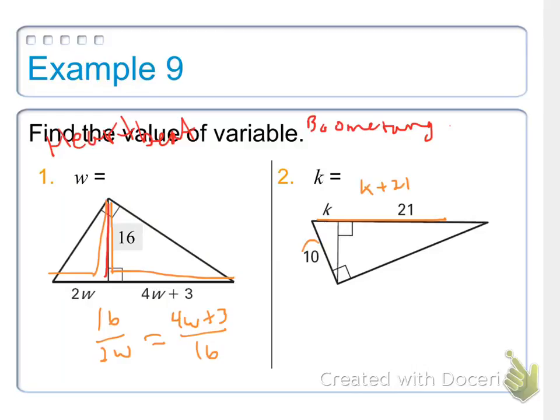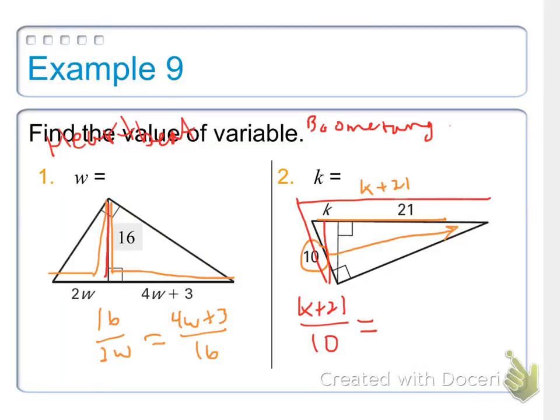Well, when I start boomerang, I should start on the opposite side so I can get boomerang done. So that's what I'm going to do. I'm going to do that one in red. So I'm going to go k plus 21 over 10 equals, come up 10, and we'll go back k. So I've got both of those there. Now I don't have enough space to do it here, so I'm going to do each one on the next page.